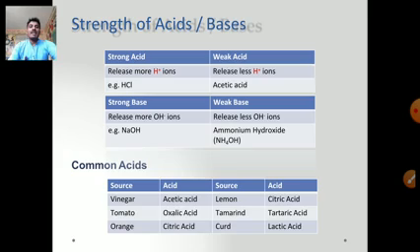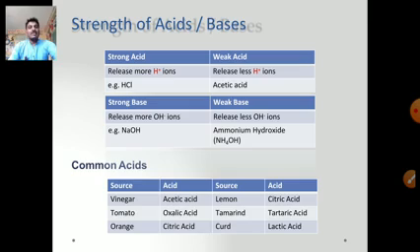Next one, weak acids. They release fewer H plus ions. For example, acetic acid, CH3COOH. Next one is strong bases. They release more OH minus ions. For example, NaOH, which gives Na plus and OH minus ions. In weak bases, for example, they release fewer OH ions. For example, ammonium hydroxide, NH4OH.